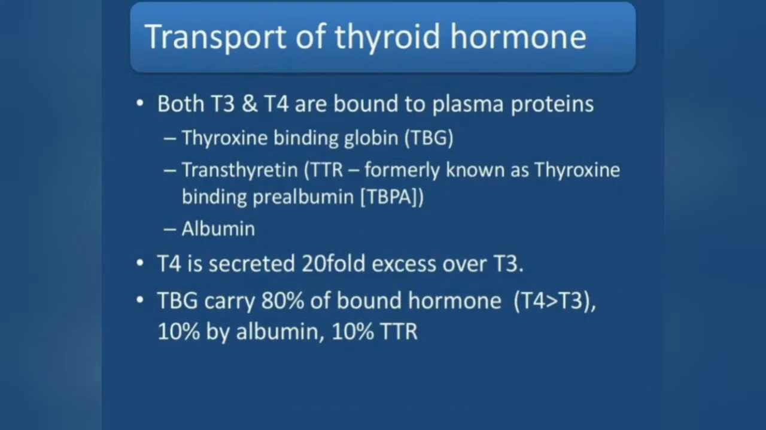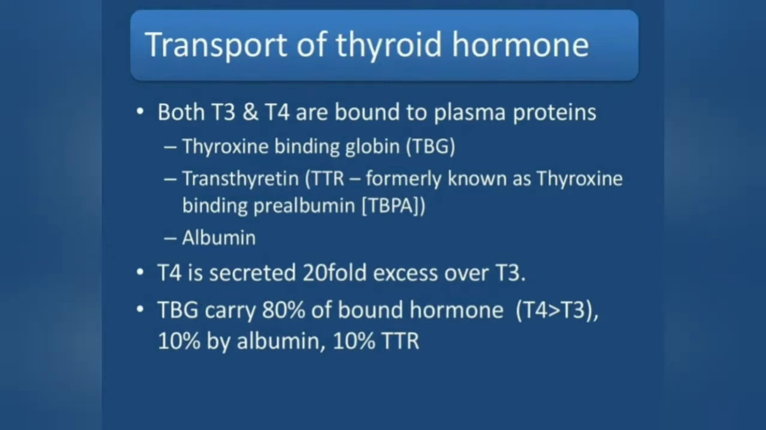In this slide, we have to know about the transport of thyroid hormone. Both T3 and T4, which is known as thyroxine, T4, and triiodothyronine, which is T3, are bound to plasma proteins. Thyroxine binds with globulin and forms TBG, and thyroxine binding prealbumin, which is shortly known as TBPA. It is also bound with albumin. T4 is secreted 20-fold in excess over T3.